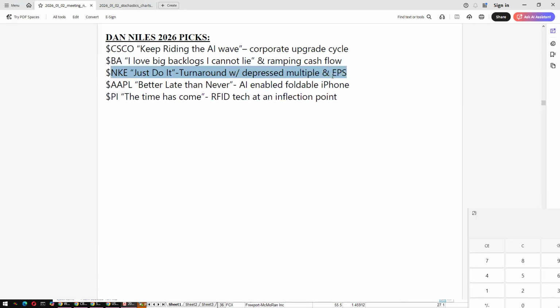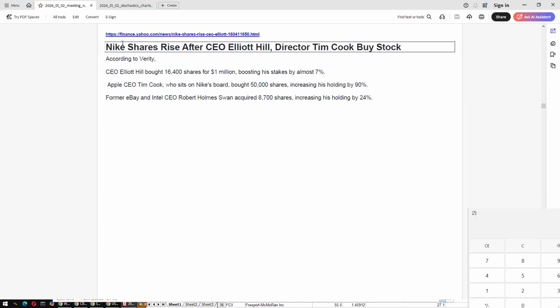We're going to go over Nike just for kicks. Here's a story that says Nike shares rise after CEO Elliott Hill and director Tim Cook buy stock. There's a really good indication that we have some smart people buying the stock, $1 million worth. Apple's CEO bought some. These are very smart people, so if they're buying it, I thought it'd be interesting to look at it. And a former eBay and Intel CEO bought some shares.